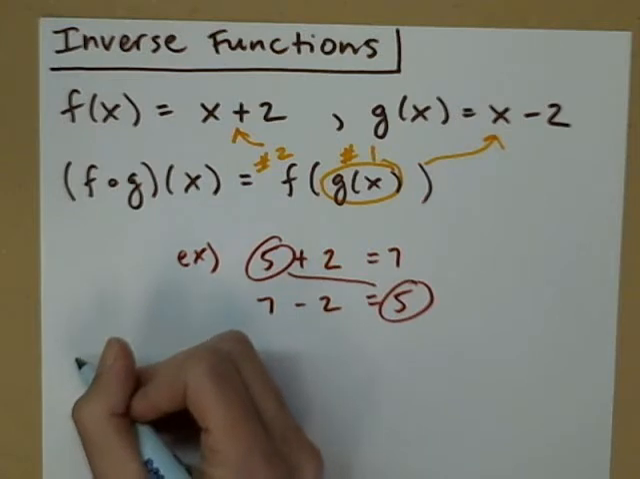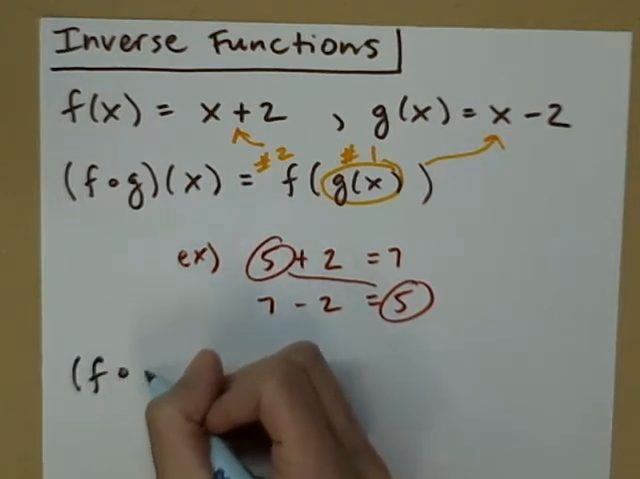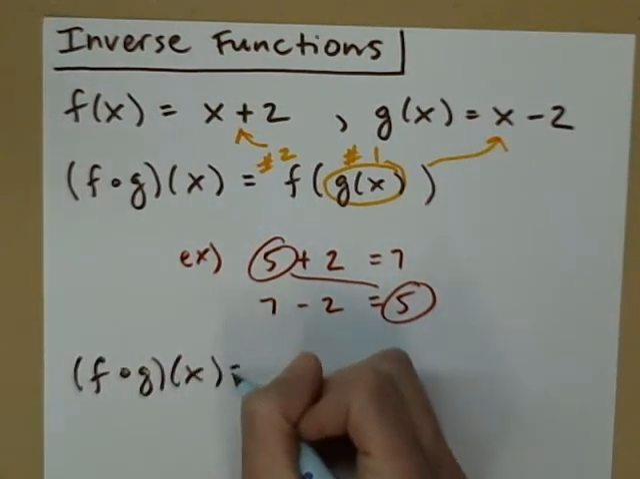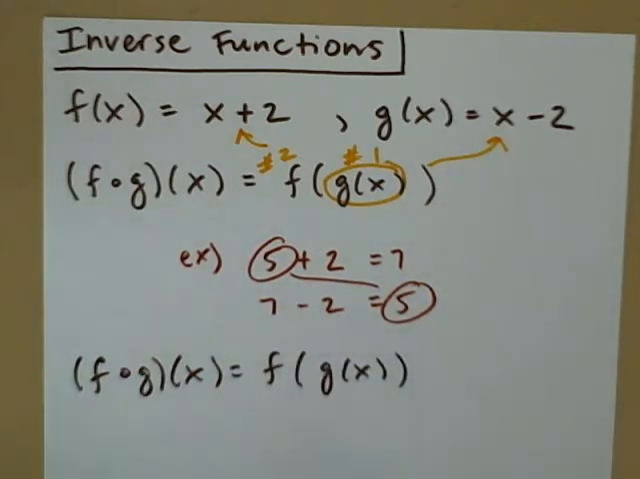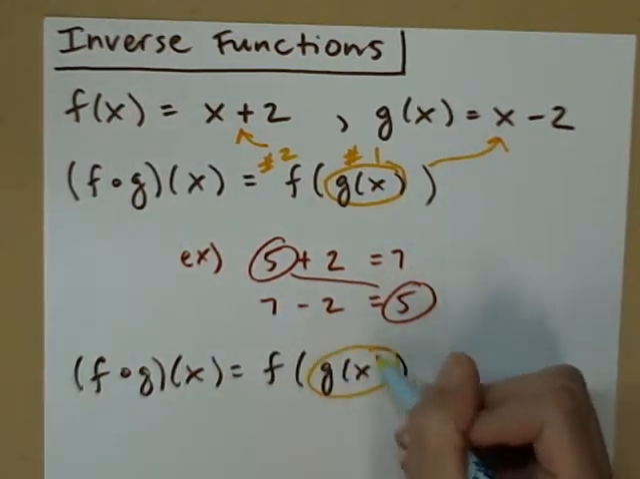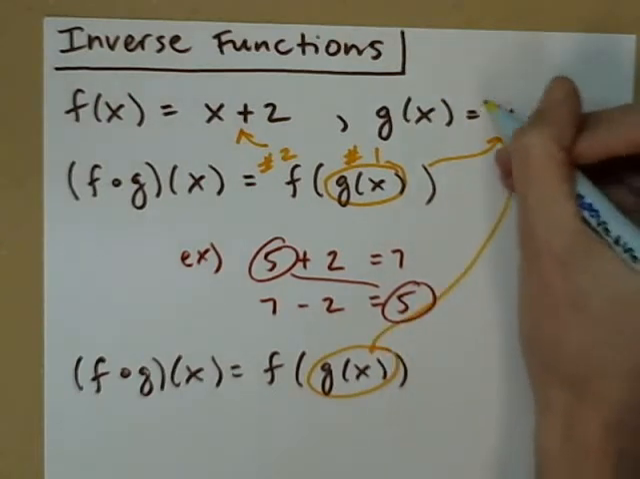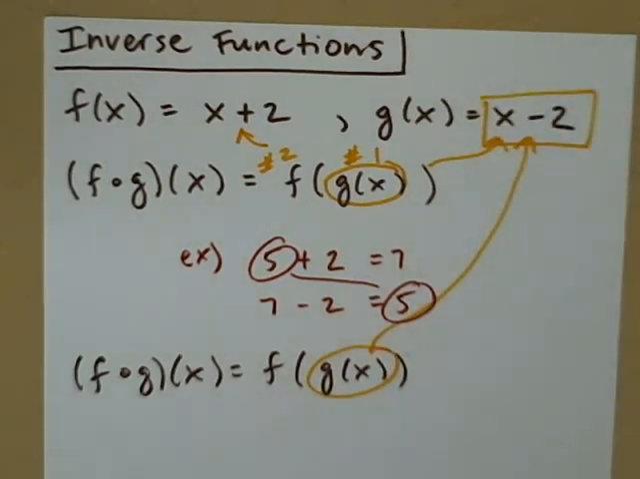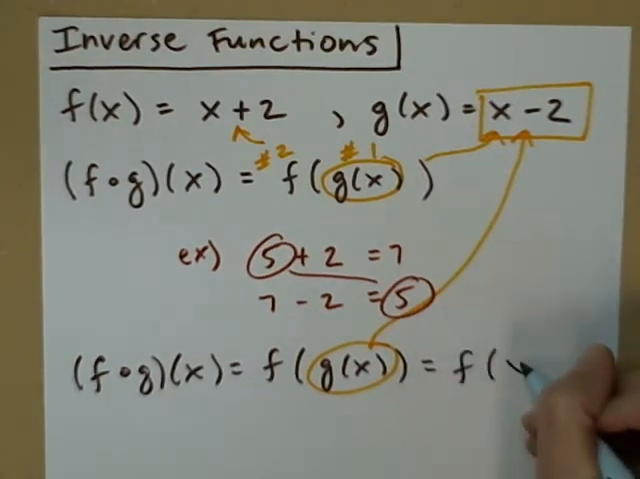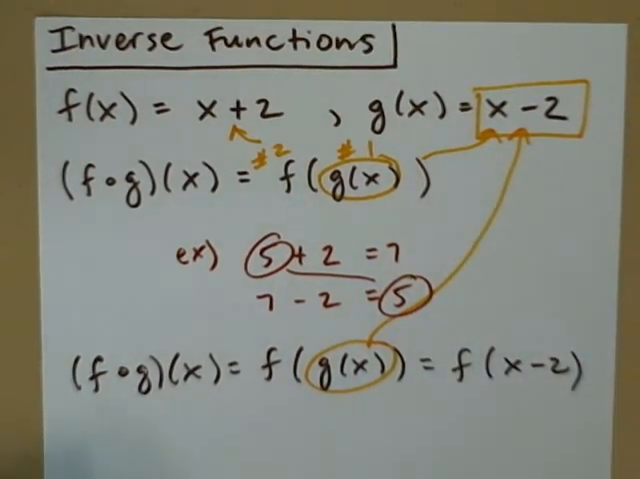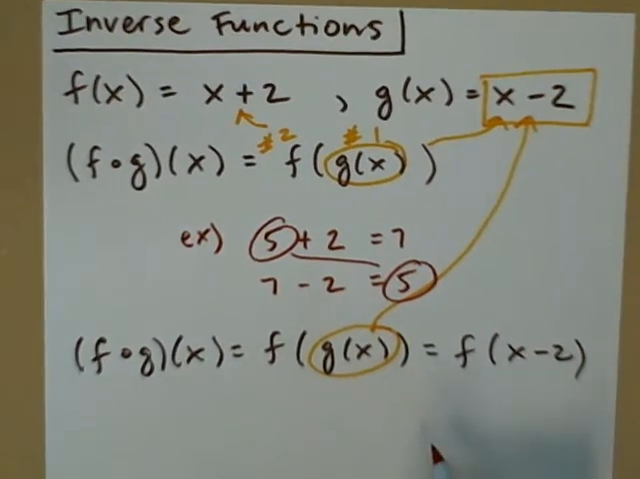So as I do f composed with g of x, it is f of g of x. We work inside out with those parentheses. G of x is x minus 2. So I go ahead and start with that substitution. So x minus 2. F is my add 2 function.